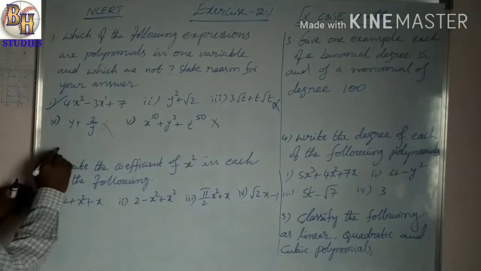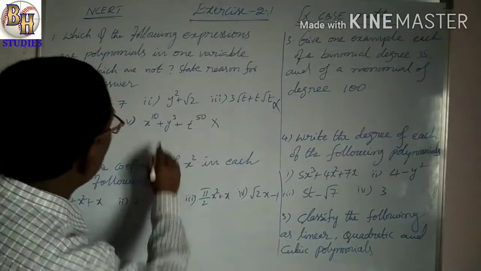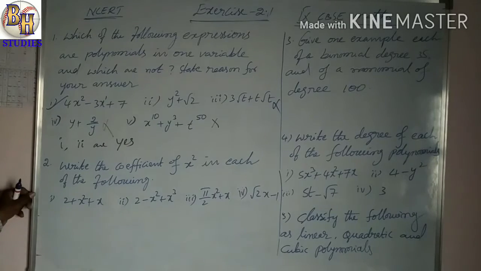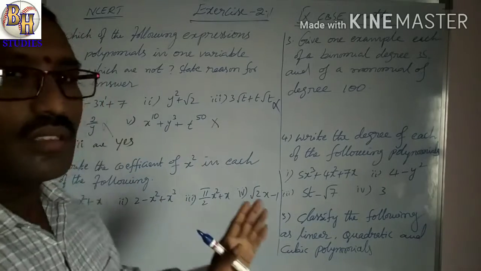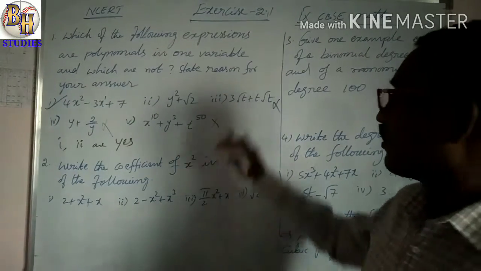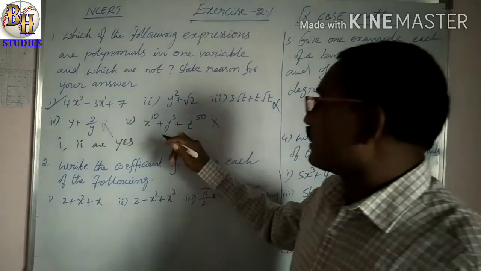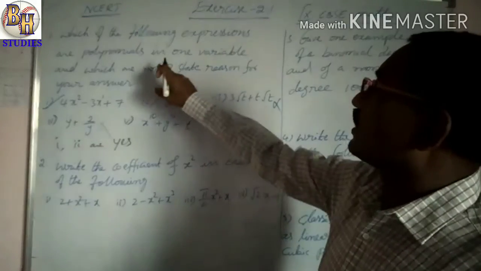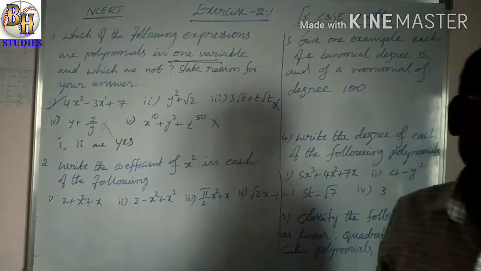Sir, which are the first questions? Yes, the first and second are yes. The remaining questions are not polynomials. Why? Because in one the variable is under root, and in another the variable is in the denominator. That's why those two are not polynomials. This one is a polynomial, but in different variables. The question asks for one variable, so this is also not a polynomial. You're right.